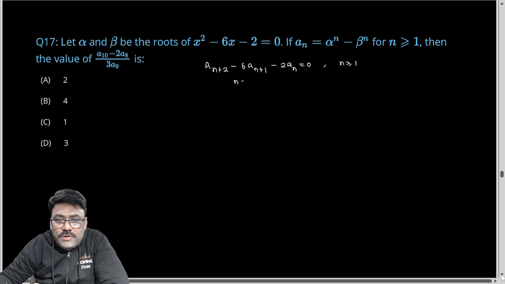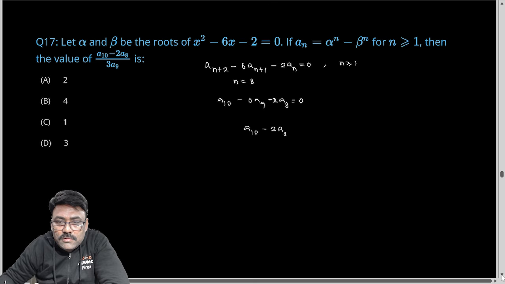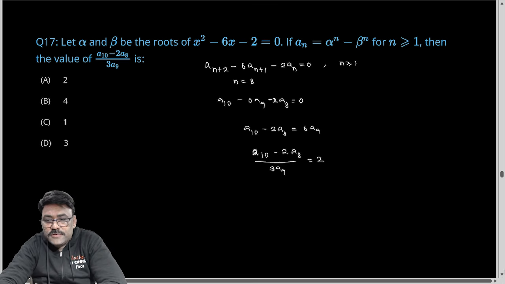So put n equal to 8 here. Put n equal to 8. So you are getting a10 minus 6a9 minus 2a8 equals 0. Hence a10 minus 2a8 is 6a9. If you divide by 3a9, then (a10 minus 2a8) divided by 3a9 will be 2. The first option is the correct option here, right?